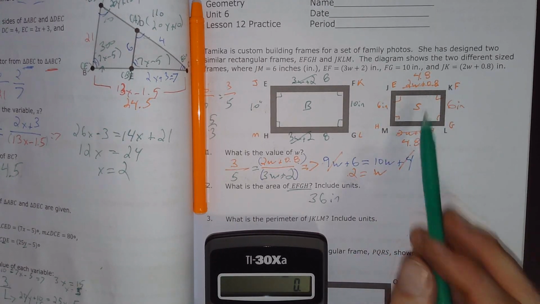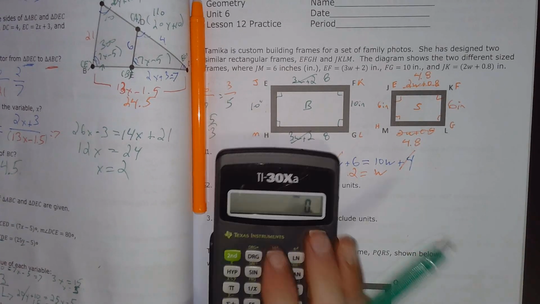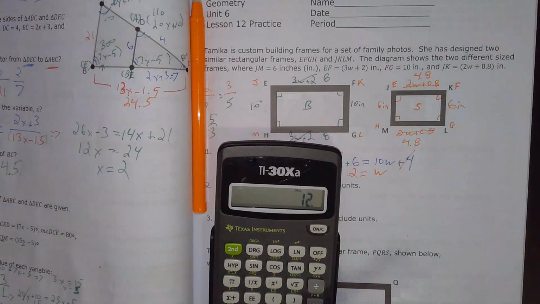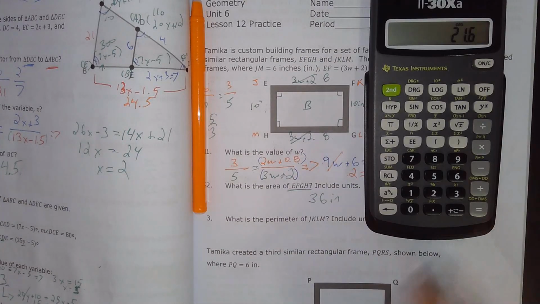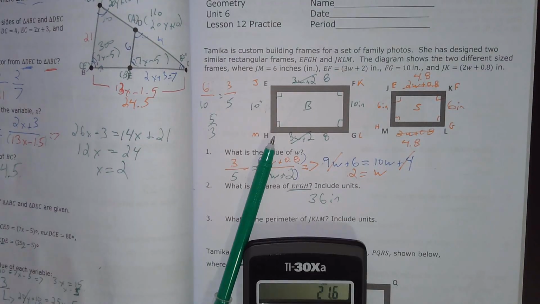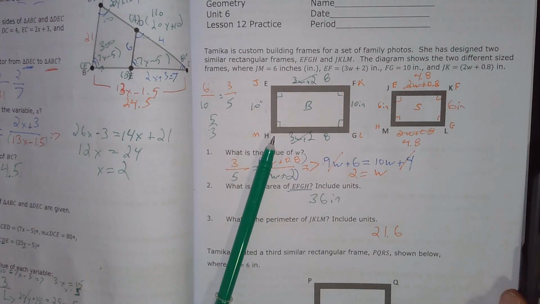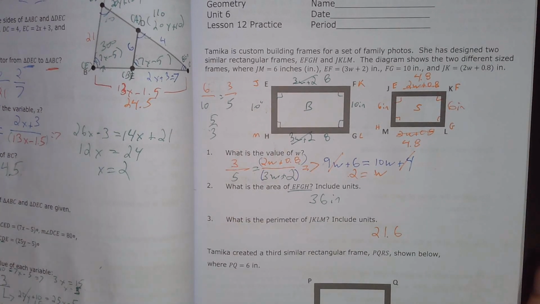And then 4 plus 4 is 8 plus 1.6. So 6 plus 6 plus 4.8 plus 4.8 is 21.6. 21.6. Okay, so that's the way I did that one.